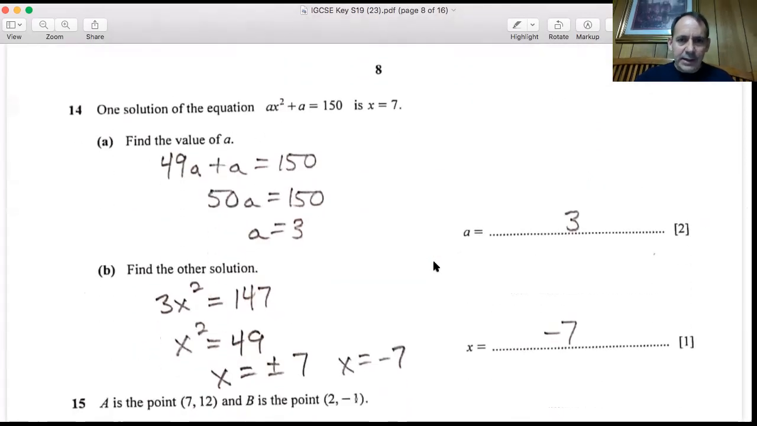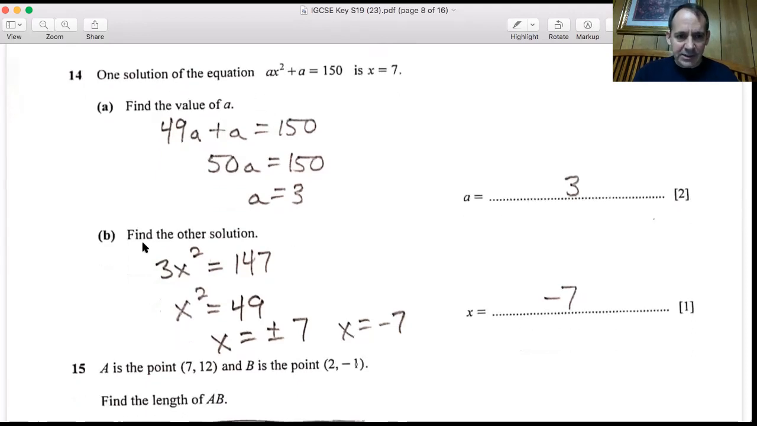Moving on, here we have an equation where x is given. Notice this is a quadratic, meaning there are 2 solutions for x. They give us 1, x equals 7. So the first thing they want you to do is find a. So plug 7 into the x squared, you get 49a plus this a right here equals 150. That gives you a total of 50a equals 150. Therefore, a equals 3.